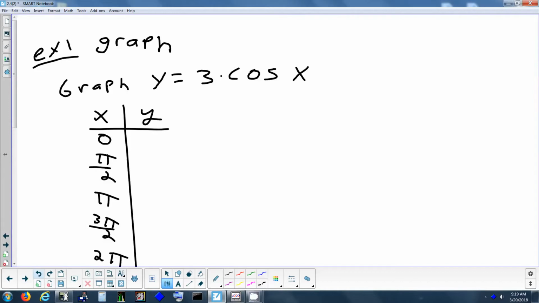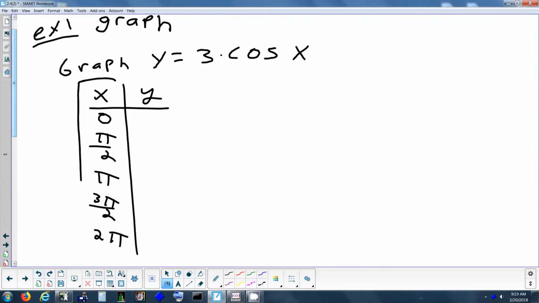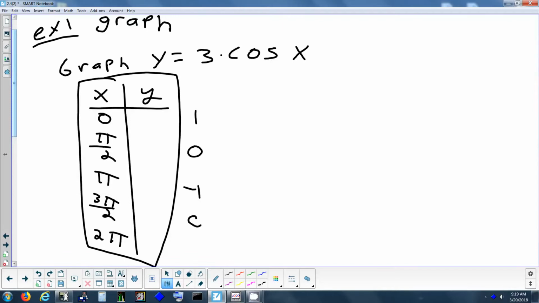Jamichael, do you remember what my y's are for cosine? Not the new ones, the originals. Were they 1, 0, -1, 0, 1? Yep. So he read the correct table. Make sure you get them from cosine, not sine for this problem. So there's my y values.